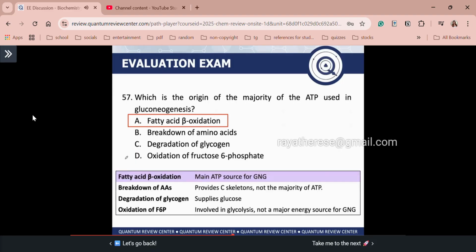O, diba? So again, for breakdown of amino acid, carbon skeletons ang product. For degradation of glucose, it will be fed to cellular respiration. And remember, our yield in your cellular respiration is relatively, really significantly lower compared to your fatty acid beta oxidation, diba? Around 30 to 32 ATP per glucose. And lastly, for oxidation of fructose 6-phosphate, similar reason class with your degradation of glycogen. Clear? So for 58, ayan.